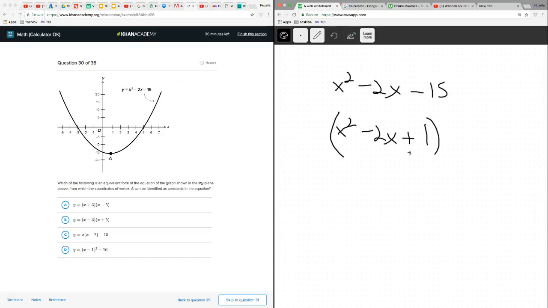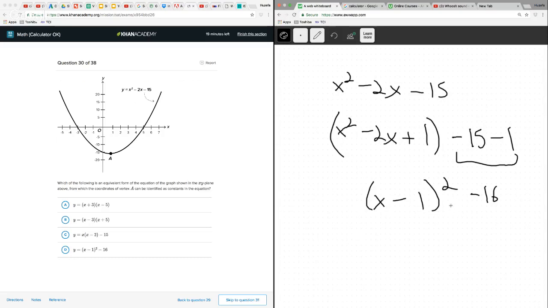But now we've added 1. You can't just willy-nilly add 1, so we also have to subtract 1 to make sure this whole thing is balanced out. Then we can combine this to become negative 16. And then we can make this a perfect square, and it's actually just x minus 1 squared, right? If you FOIL this out, you would get this.